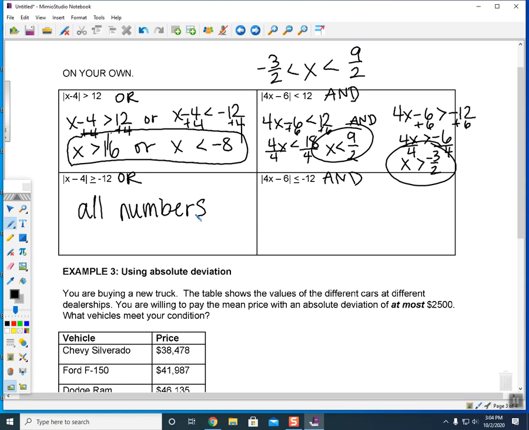Okay, my last one, the absolute value of 4x minus 6 is less than or equal to negative 12. It looks like it would be an and statement, right? But in this case, I'm looking at this and I'm seeing, well, I have that the absolute value of something is less than a negative number. I know that that can never be true, so this is no solution.